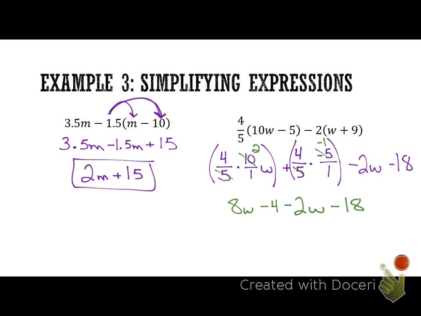Yes. What's 8 minus 2? 6w. What's negative 4 minus 18? Negative 22. All right, that's about as difficult as you'll see them. Okay, so we literally just went from easy, like 2 times w minus 3, to this. Do you think that's a little more complicated?